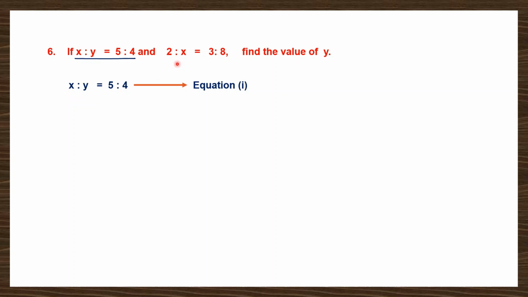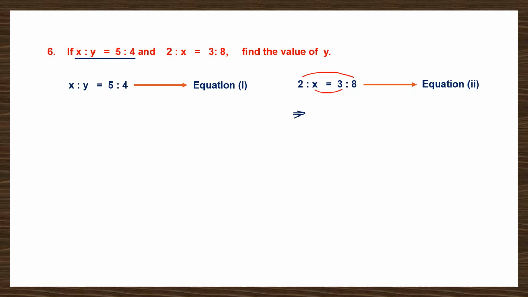So for that, we're going to take the second part of the question and make it our second equation. So this is equation 2. Now in equation 2, as you can see, only the value of x is given. So it's easy to find. So here we'll use the formula which says product of extremes equals product of means to find the value of x.